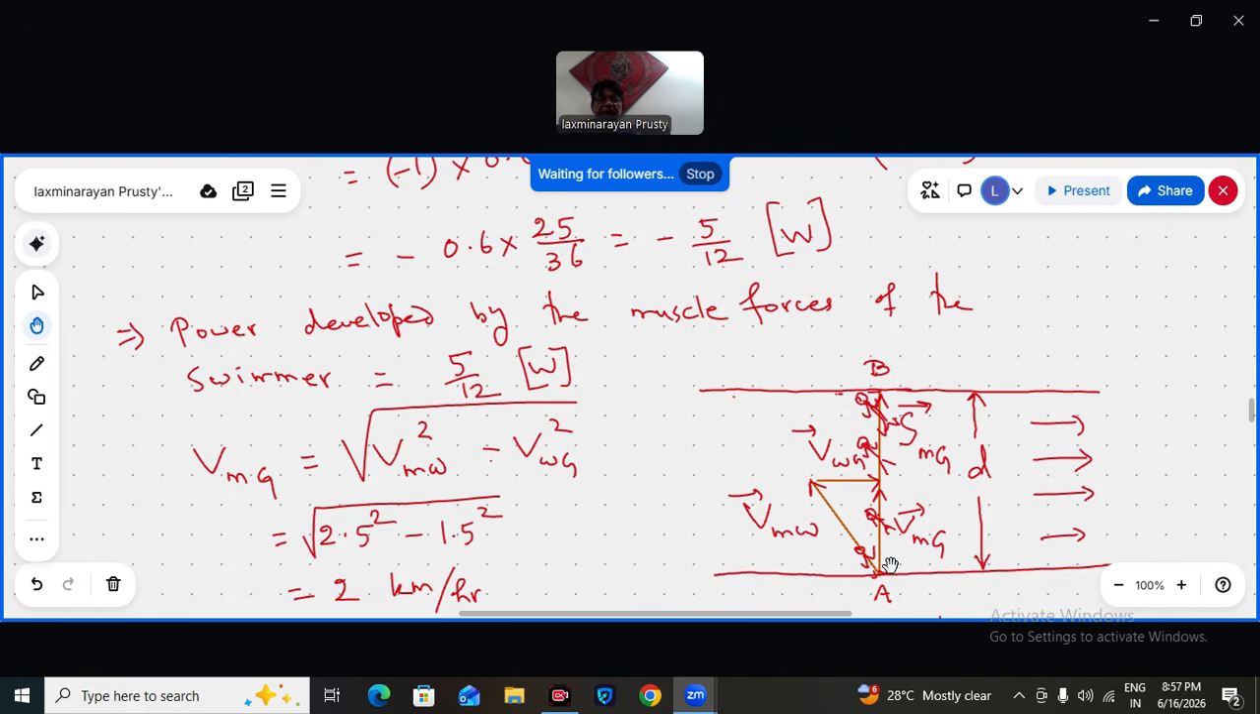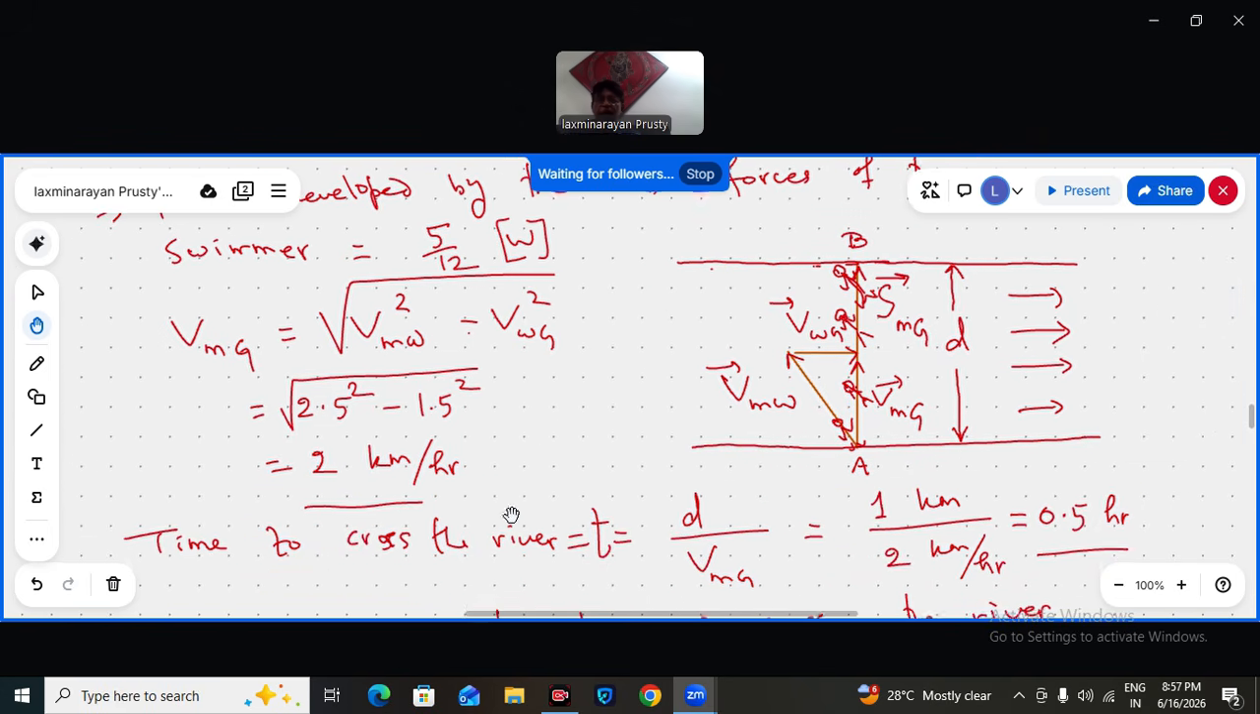So what is VMG? This is VMW, this is the river width. His body has to move from A to B, the shortest path. So he has to aim like this, and VWG is the velocity of the river water, and the velocity of the man's body with respect to ground will be along A to B. That is VMG. So VMG is root over VMW square minus VWG square. That is 2.5 square minus 1.5 square, root over, which is 2 kilometer per hour. So VMG is 2 kilometer per hour.